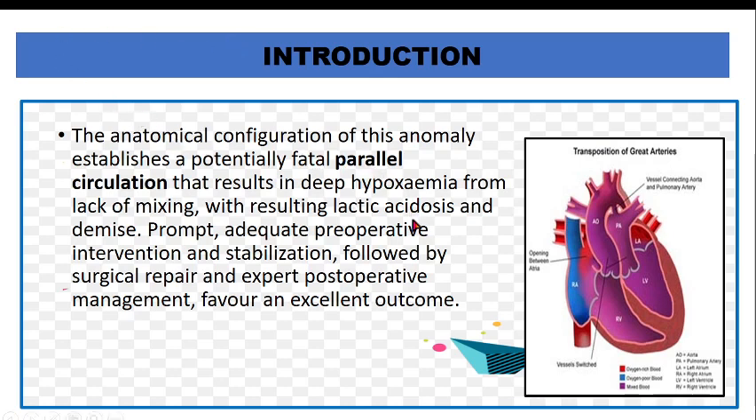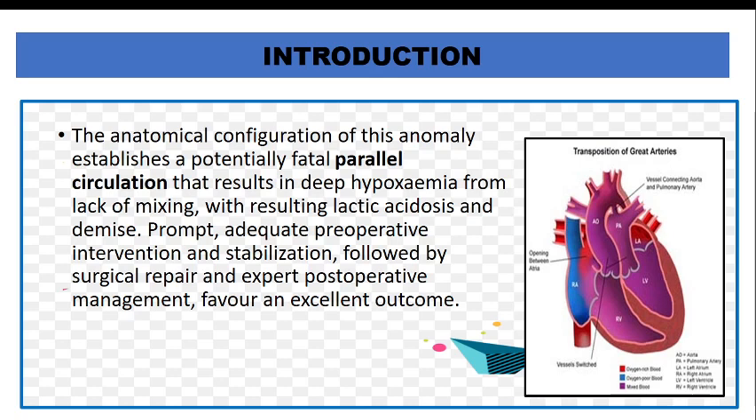Whenever the oxygen supply is low, it can be shock, in any situation, whenever there is a lack of oxygen supply, the result is there is always lactic acidosis. Okay, so there is lactic acidosis, and it can even lead to death of the child. So prompt adequate preoperative intervention. Prompt means we need to identify that this might be the issue, some investigation has to be done, and if there is no mixing, then prompt care, adequate preoperative intervention and stabilization, followed by surgical repair.